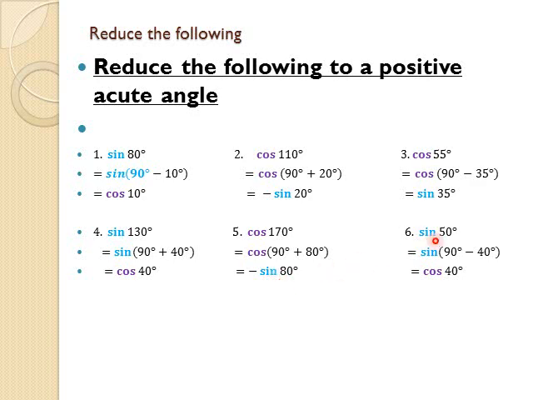Come to number 6. Sine 50 degrees, right? 90 minus 40, which falls in the first quadrant. All items are positive, but 90 changes sine to cos and it becomes cos 40. So you see in the first quadrant, all things are positive, meaning if you're studying alone and you're practicing, you should be able to remain positive, hey? Only when you're in a second quadrant, you can have somebody to influence you and become negative, right?